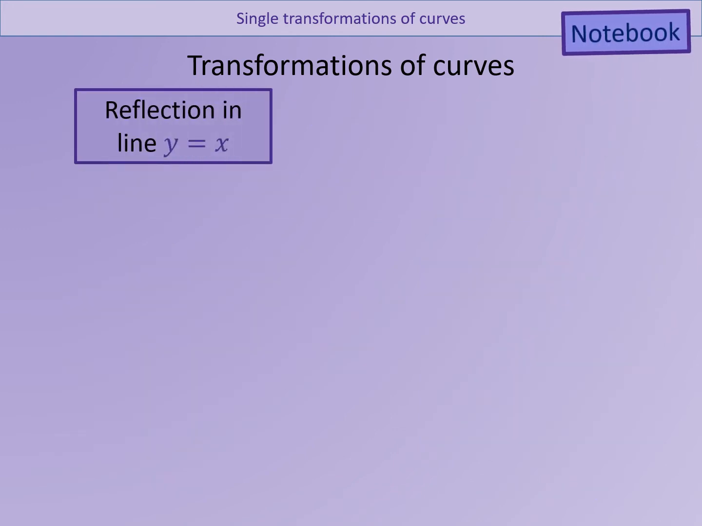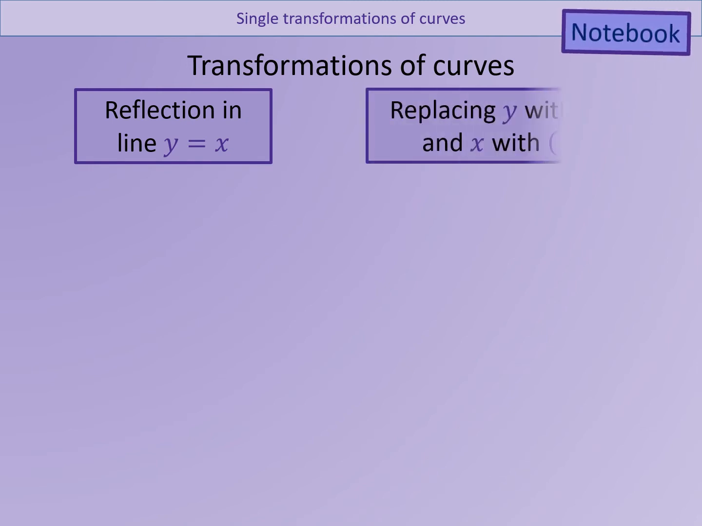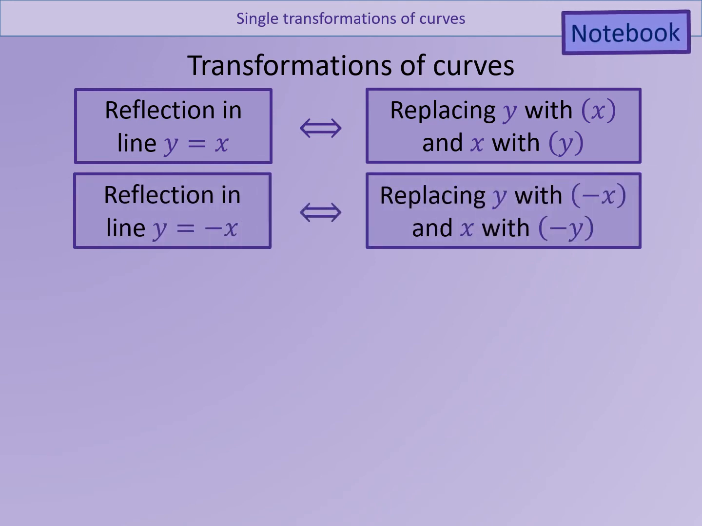Next we will look at reflections in the lines y equals x and y equals negative x. To reflect a curve in the line y equals x, we can replace y with x and x with y. And to reflect in the line y equals negative x, we can replace y with negative x and x with negative y.